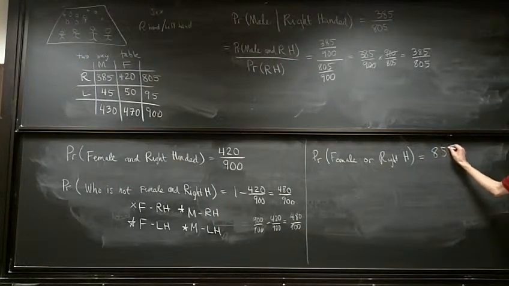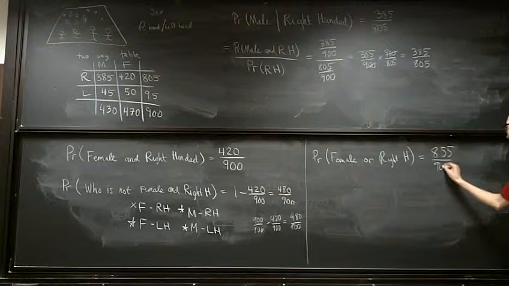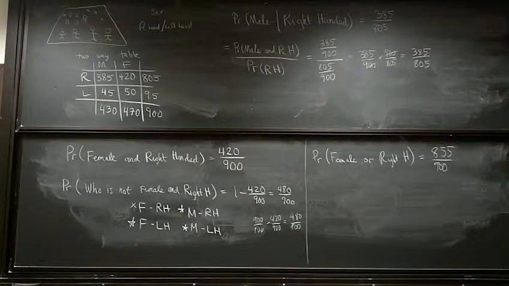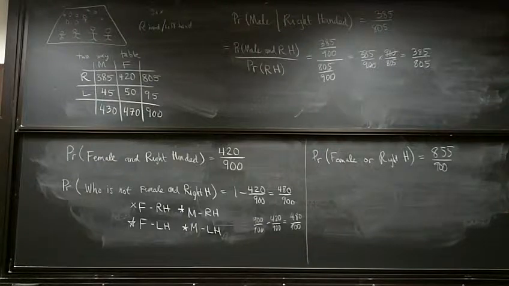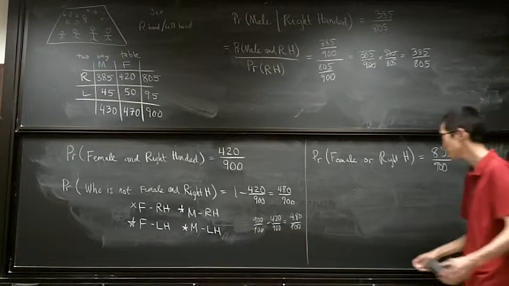420. The answer is 855 out of 900. Now how did I get that? Okay. Did I do that wrong? Yeah. I'm pretty sure my answer is right, but we will check.